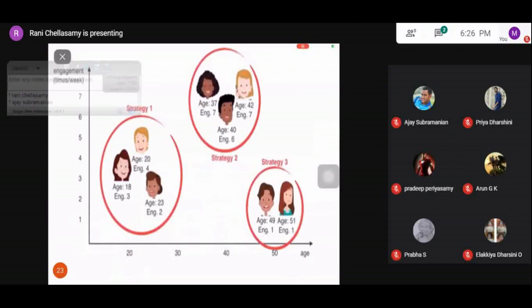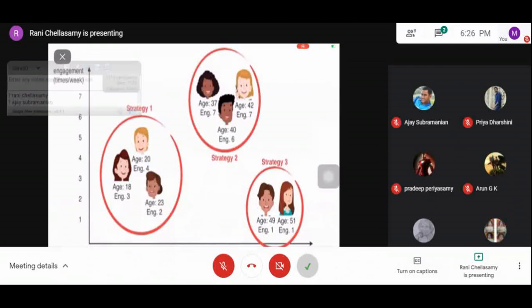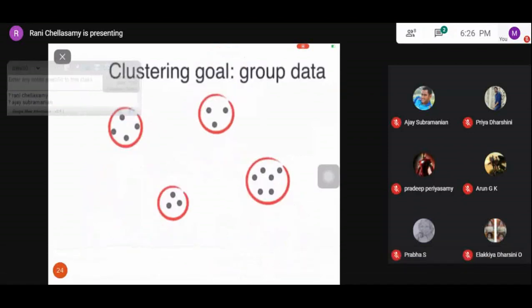So this is a plot in which you can group. This plot is between age and engagement, with age along the x-axis and engagement along the y-axis. You could find 3 strategies based on their age group and engagement. So the goal of clustering is grouping the data points based on similarity measures, and these similarity measures will be based on a distance measure.